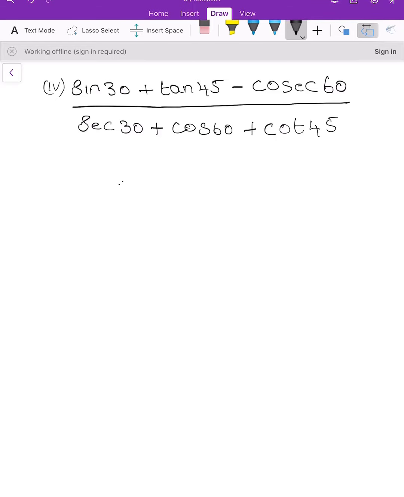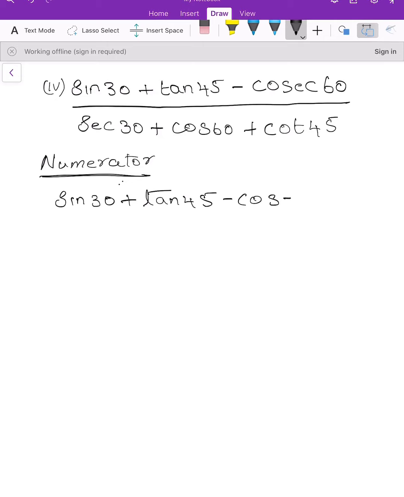Evaluate. In this, I'll take the numerator separately and solve, then the denominator. I'm taking it separately to make it easy. If you're able to do it together, you can, there's no issue. What is my numerator? Sine 30 plus tan 45 minus cosecant 60.